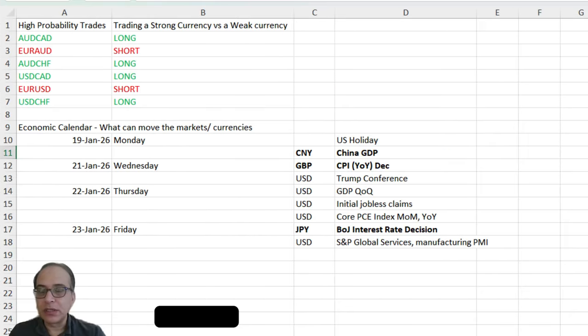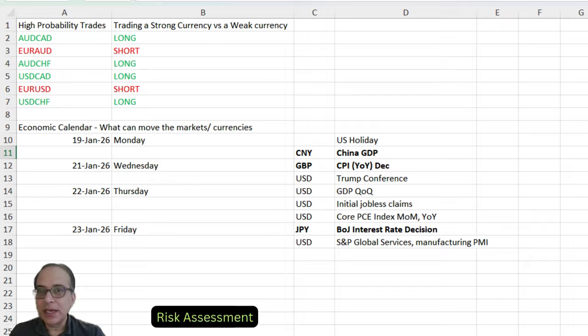Moving to the strategy for next week, you'd be looking at Aussie CAD longs, Euro AUD shorts, Aussie Swiss franc longs, USDCAD longs, USDCHF longs, and Euro USD shorts. So basically the dollar strength is what's governing the trades for next week.